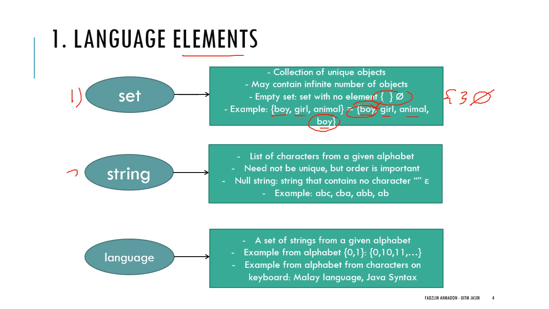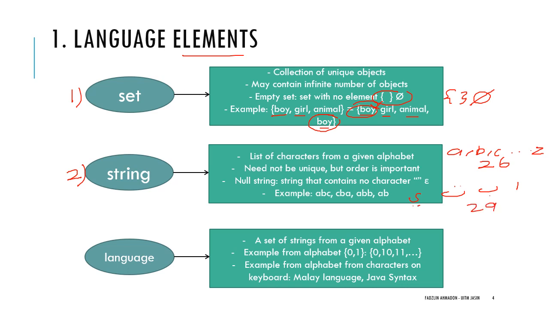Next, let's discuss string. To understand string, we need to talk about alphabets first. Alphabets are finite or countable set of symbols. For example, in English, we have A, B, C up to Z. So these are 26 symbols or letters. In Arabic, we have Alif, Ba, Ta, up until Ya. So these are all 29 letters.